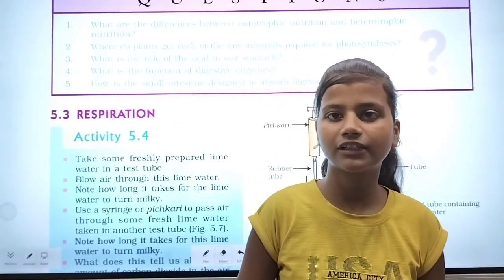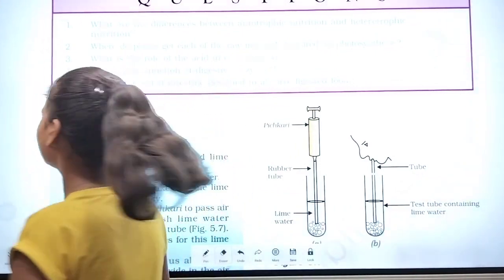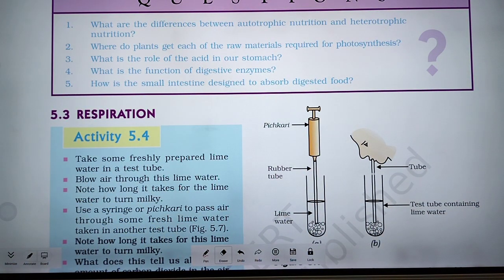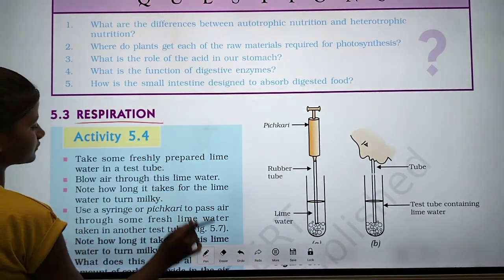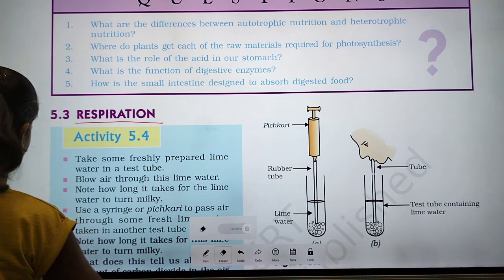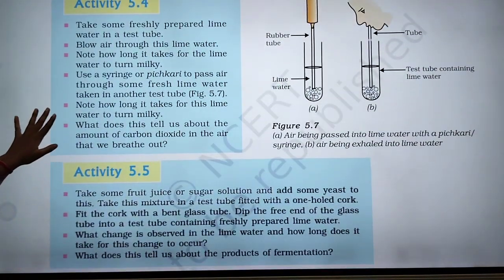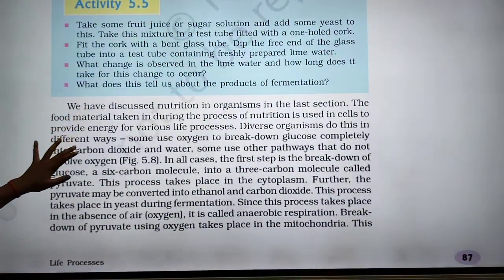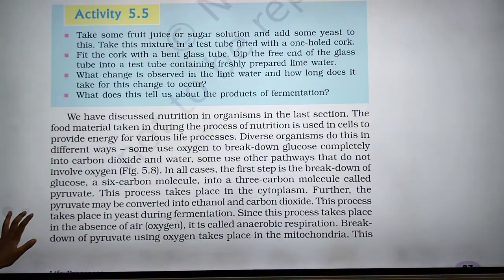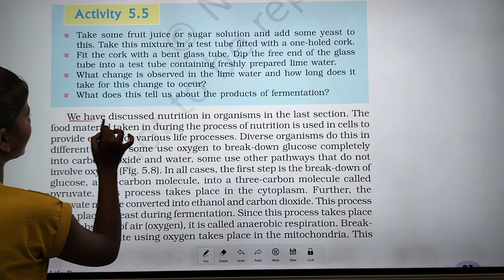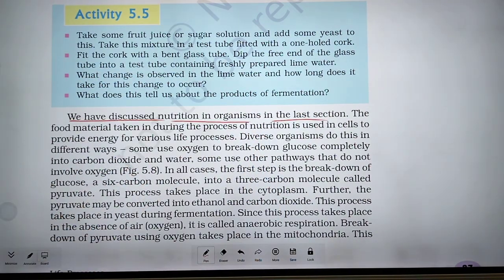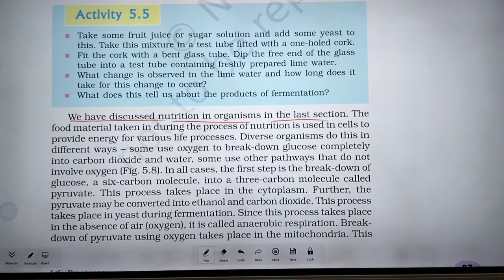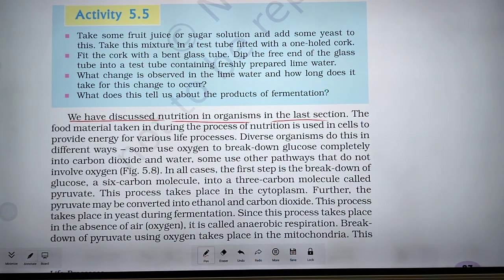So in this video we will discuss respiration. In the previous video we had already discussed nutrition in human beings. In this video we will discuss respiration. We have discussed nutrition in organisms in the last session.